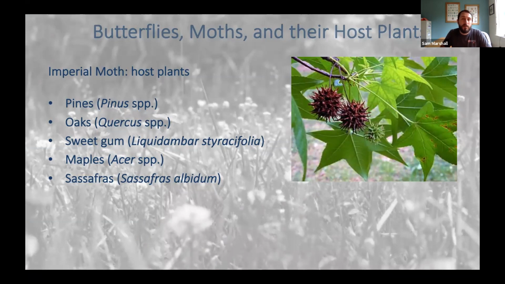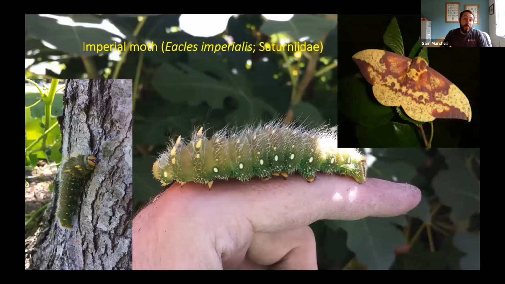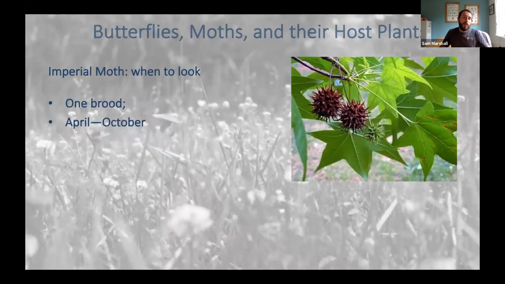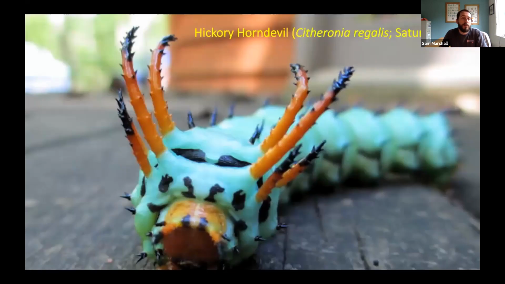So this one has a pretty large host range that it specializes on. If you have these plants around your yard, I dare say that you're going to find one or more of these later in the season. But they only have one brood, so you're going to find these April through October, but they have a slower life cycle than your Luna moths.